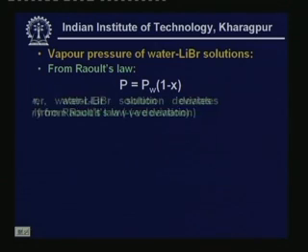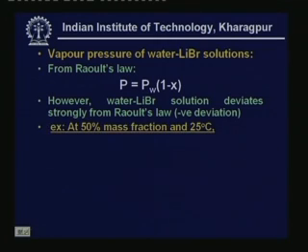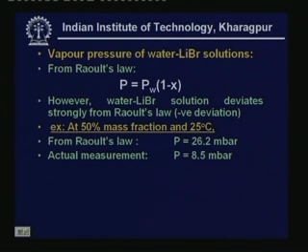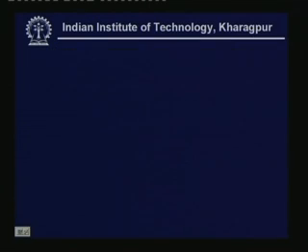But we have seen that water lithium bromide solution deviates strongly from Raoult's law, and this deviation is a negative deviation. Let me give a small example. At 50% mass fraction and 25 degree centigrade, Raoult's law predicts that the vapor pressure is equal to 26.2 millibar, but actual measurements of the solution show that the pressure is 8.5 millibar. That means the actual pressure is much less than the pressure predicted by Raoult's law. This is because of the negative deviation of this solution from ideal solution, and the ratio of the actual vapor pressure to that predicted by Raoult's law is known as activity coefficient, and for this particular mixture you can see that the activity coefficient is much less than 1.